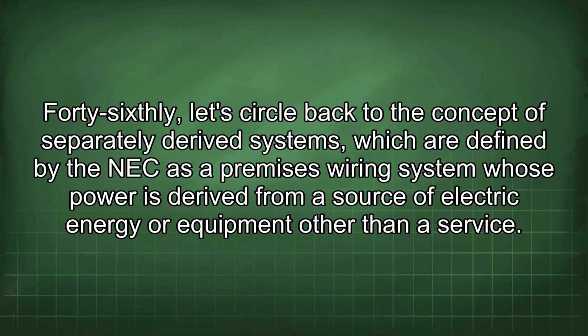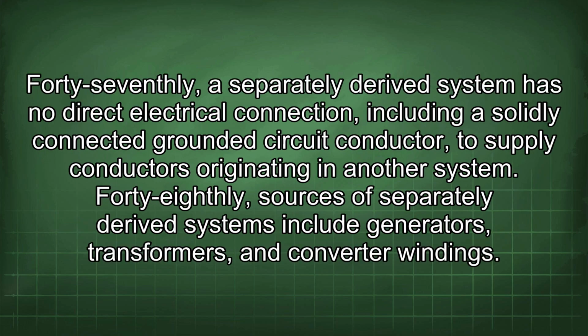46thly, let's circle back to the concept of separately derived systems, which are defined by the NEC as a premises wiring system whose power is derived from a source of electric energy or equipment other than a service. 47thly, a separately derived system has no direct electrical connection, including a solidly connected grounded circuit conductor, to supply conductors originating in another system. 48thly, sources of separately derived systems include generators, transformers, and converter windings.